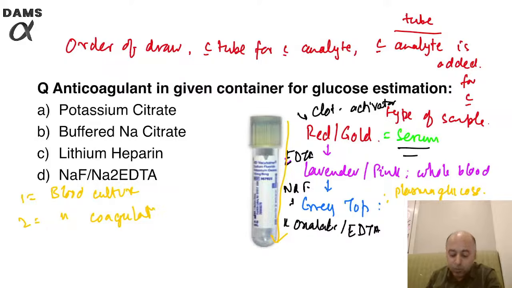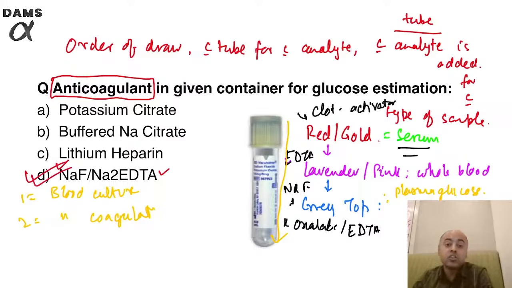In this case, they've asked about the anticoagulant. For the gray top vial, the gray top vial will have sodium fluoride with EDTA. So this is your correct answer. Sodium fluoride with EDTA is the additive which is present in the gray top vial.